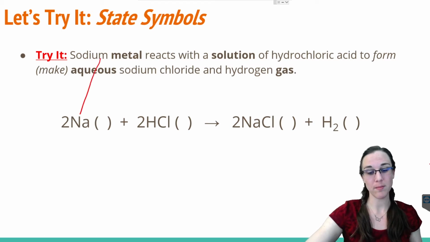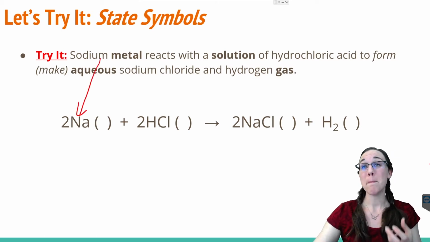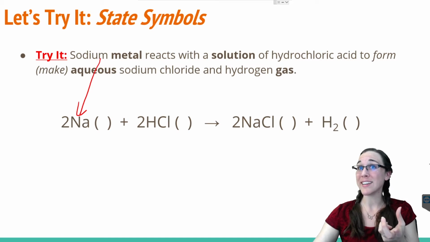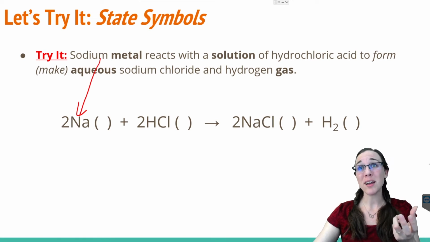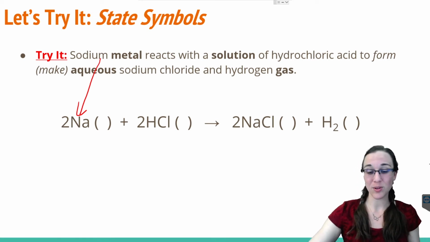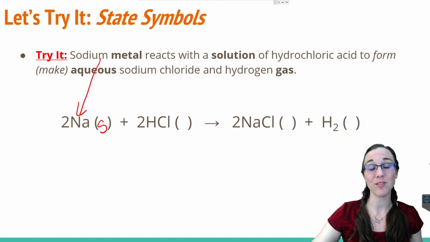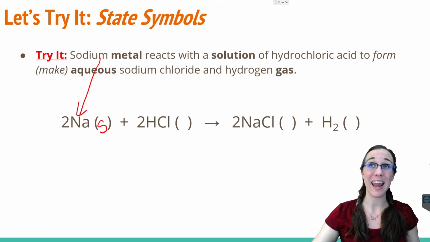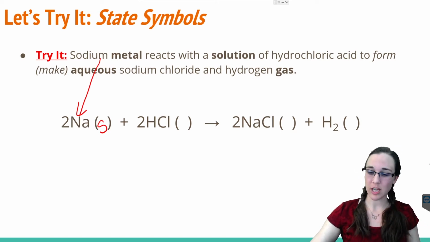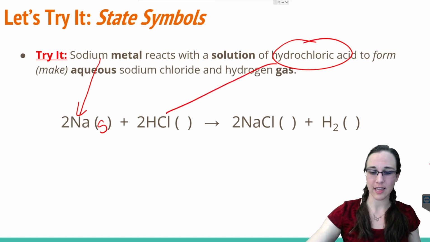So sodium, that's our Na, metal. Metal is a solid. It's typically a solid. There's only a few that would be a liquid at room temperature. So we can pretty much guesstimate or predict that it's going to be an (s) here after the sodium metal, the Na. Then we have a solution of hydrochloric acid, that's HCl here.